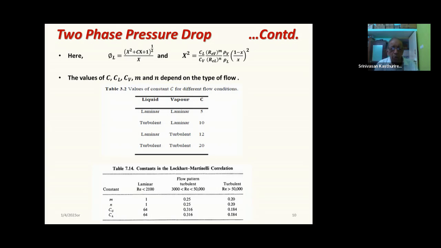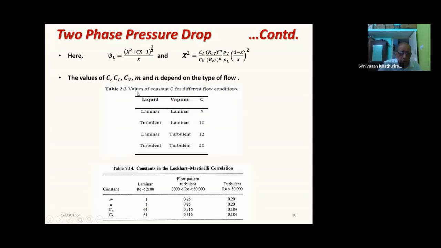This phi L is equal to (x square plus cx plus 1) to the power half divided by x. And what is x square? X square is CL by CV multiplied by Reynolds number for the vapor, REV, and Reynolds number for the liquid. So Reynolds number of vapor to the power m, Reynolds number of the liquid to the power n, and then multiplied by rho v by rho l. The whole thing should be multiplied by (1 minus x by x) whole square. So this is the value for x square.